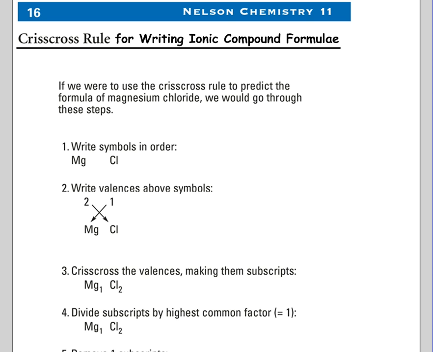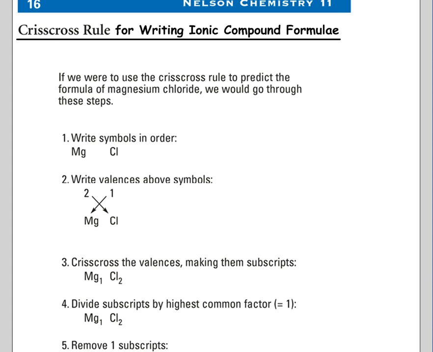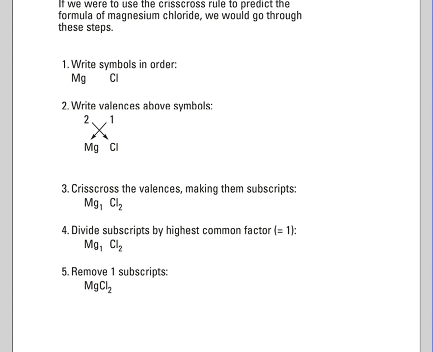And so in this case, the steps are: write the symbols in order. Metal always goes first. Write the valences above the symbols. You don't need to show the charge. You don't need to show that it's +2 for magnesium and -1 for chloride, but you just show the numbers. And then the crisscrossing of the valences produces the subscripts.